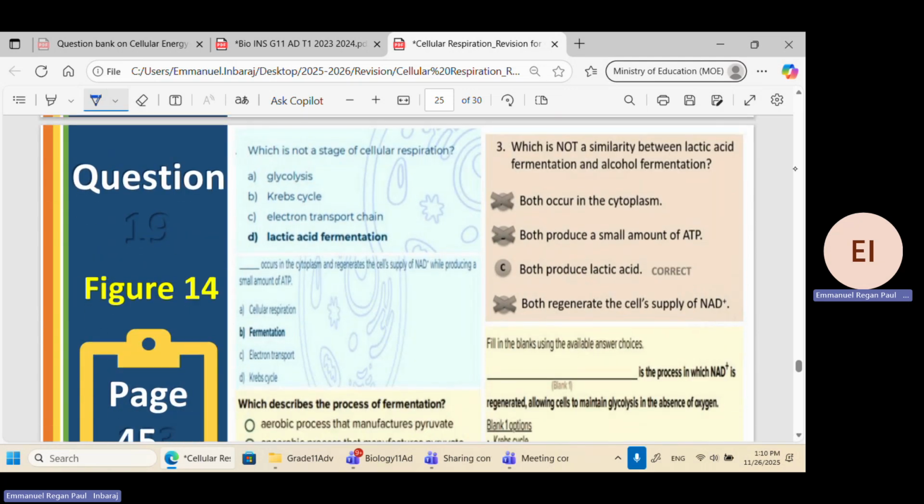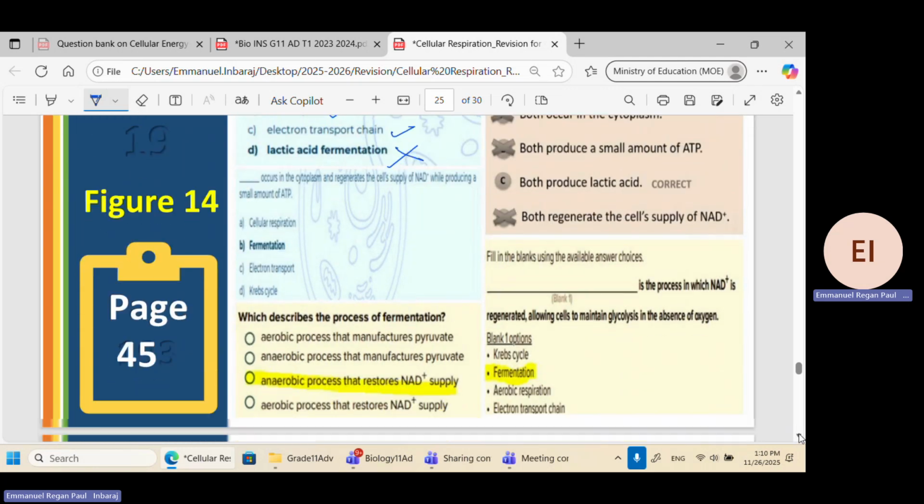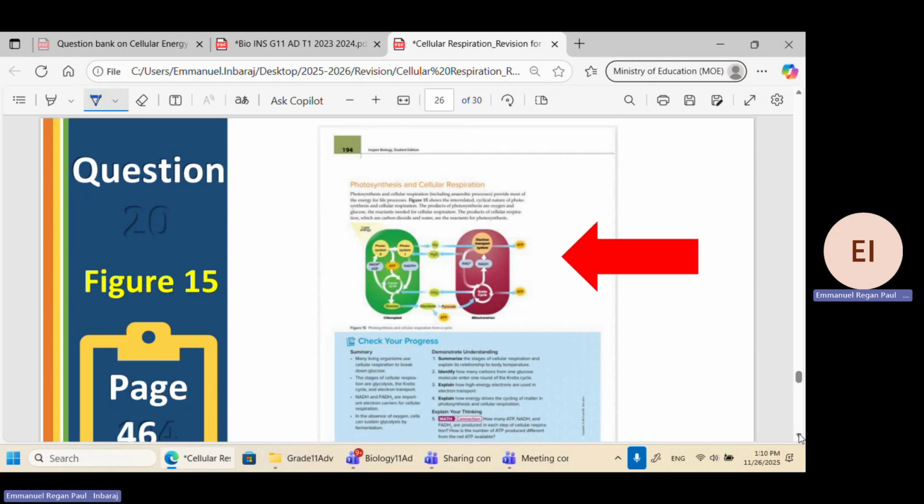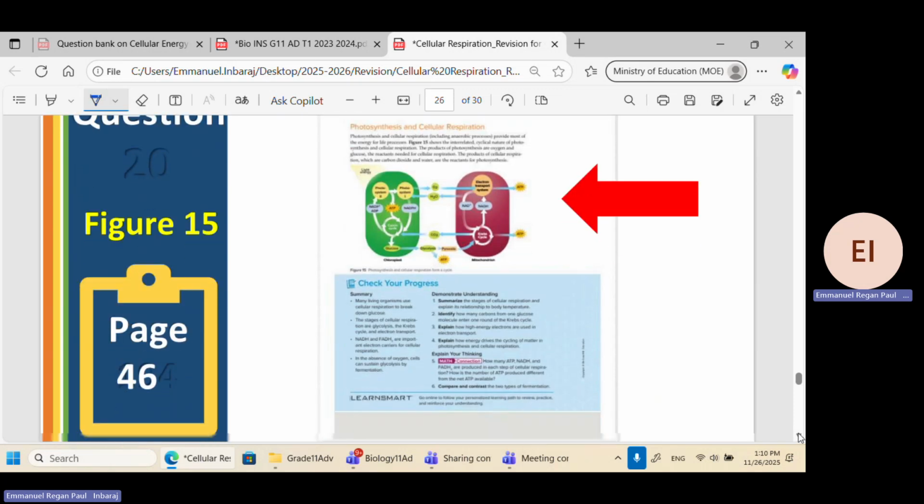Which is not a stage of cellular respiration? We know glycolysis, the Krebs cycle, the electron transport chain. Lactic acid is not cellular respiration. This way you start learning all these questions, you will get very good marks.